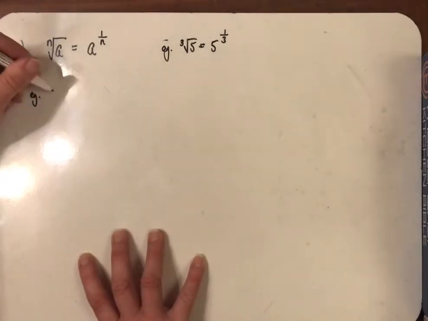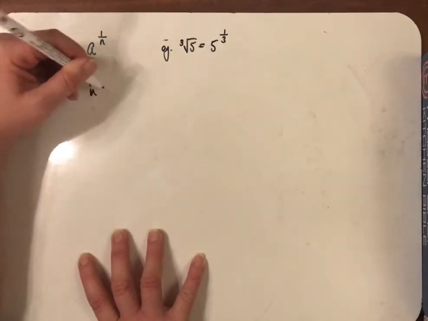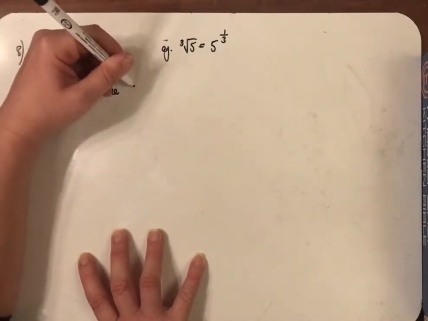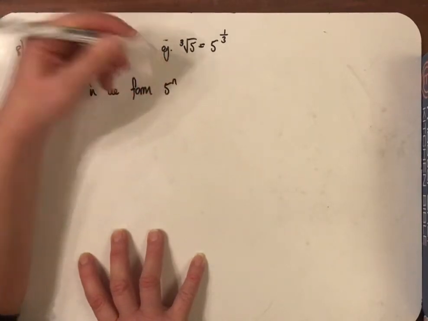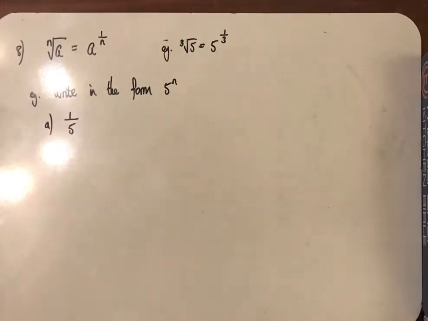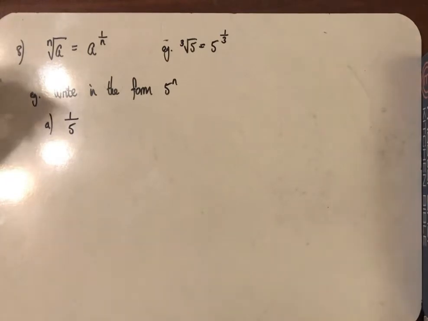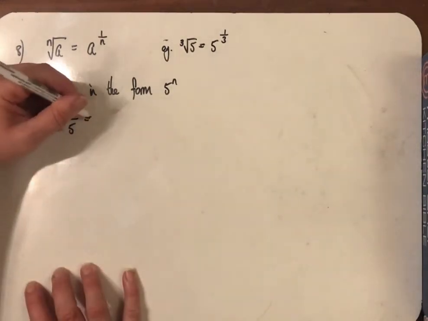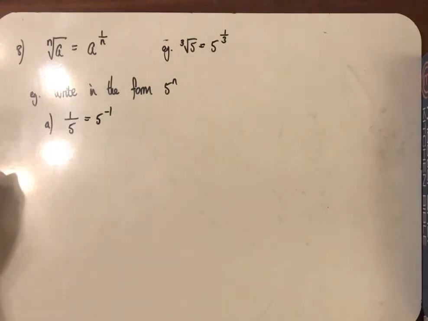So, for example, write in the form 5 to the power n. So just to get used to manipulating into indices form, because you'll need this for the differentiation. So 1 over 5 is 5 to the power minus 1. So that was one of our rules.